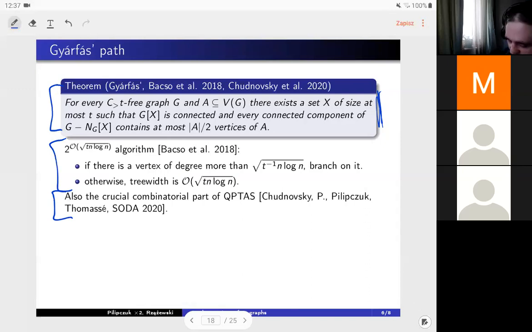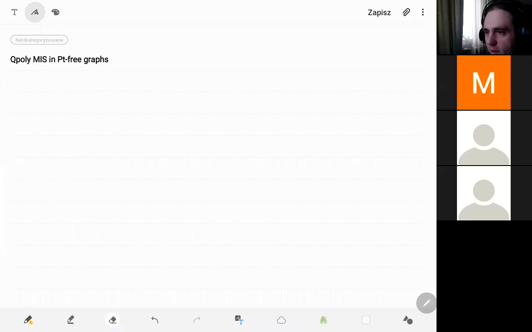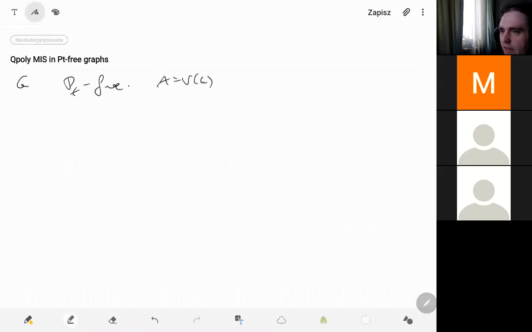Okay, thanks. Good. So now I'm going to change from slides to the notepad. I have a graph G. Let's say that this graph is P_T-free. I think of A being the entire vertex set, so I want to split the vertices in a balanced way. The argument stays the same if I put any weights on the vertices, so I want to skip the details about weights. So I want to split the vertices.